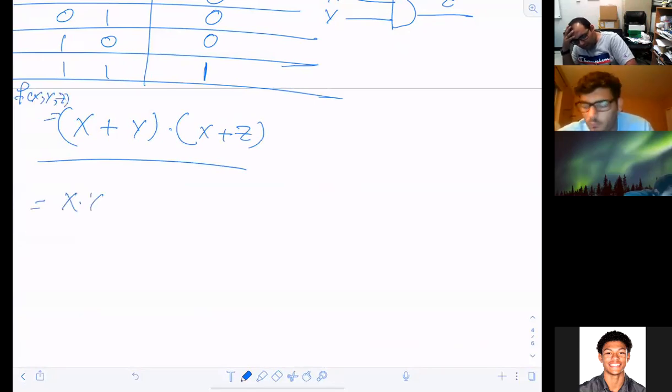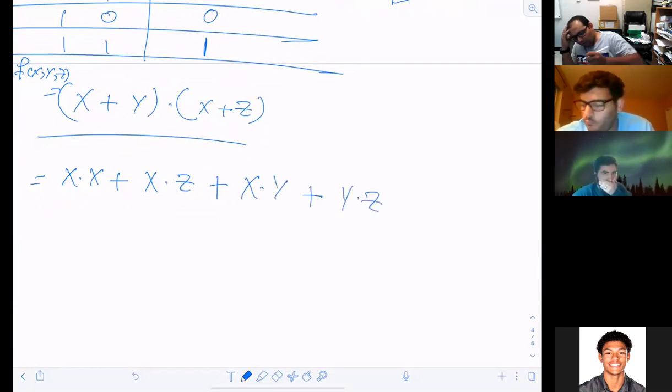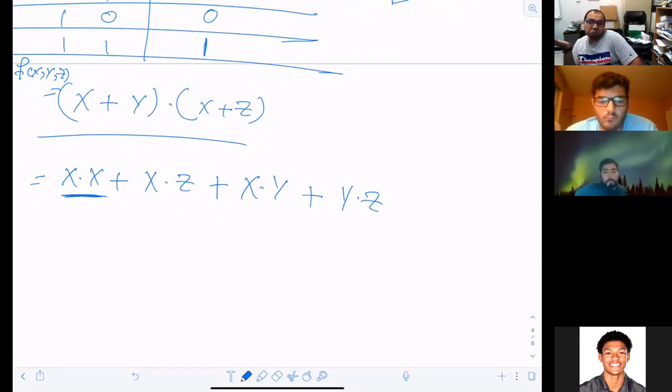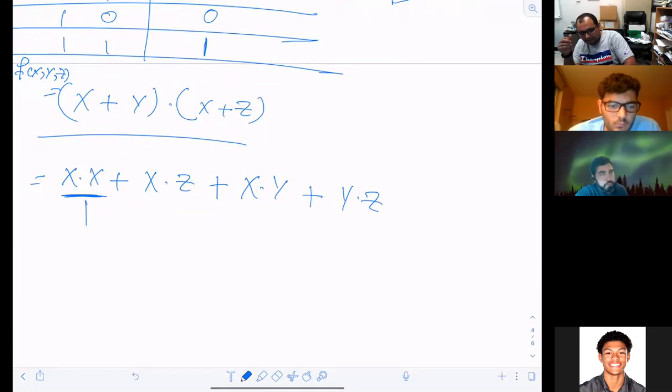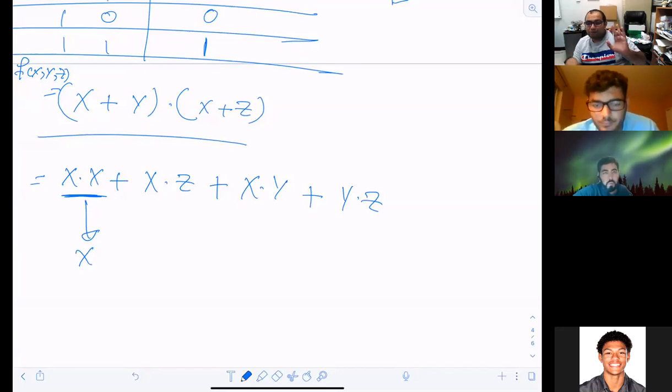Now we're gonna have x ended with x, right? Then ORed with x ended with z. Then ORed with x ended with y. Then ORed with y ended with z. Do you agree? Okay. If x ended with x, what is the expected output? Either 0 or 1. Yeah, think about it. If you put x equal to x and you end them together, the output should be x. Do you agree?